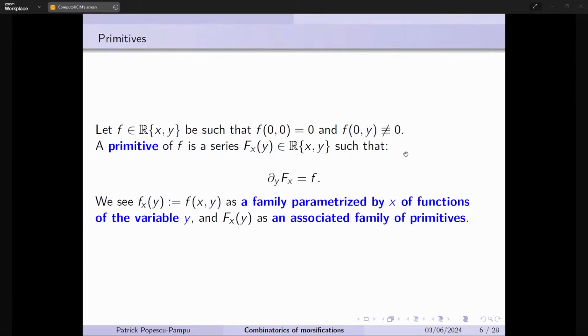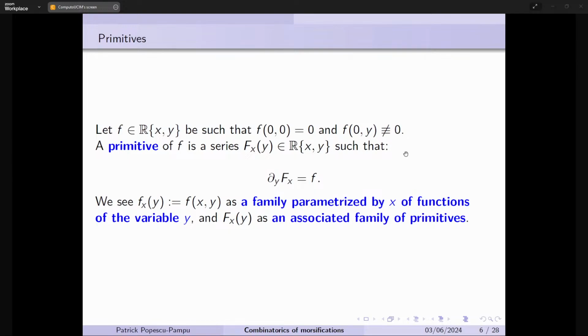So now what we will look at is situations which generalize the example I gave you before. We start with a series in 2 variables with real coefficients. We assume it vanishes at the origin. And here we think about x as a deformation variable, and the variable of the function is y.